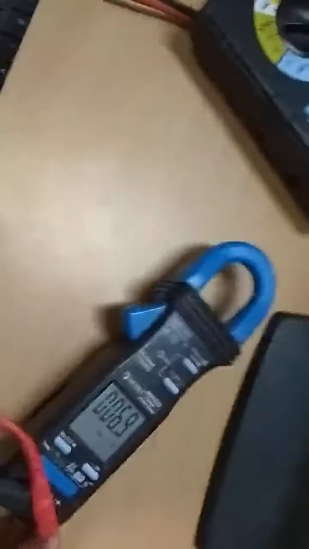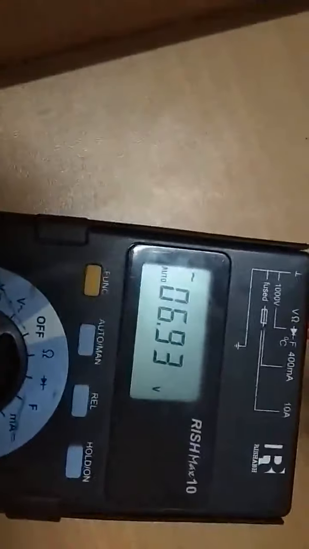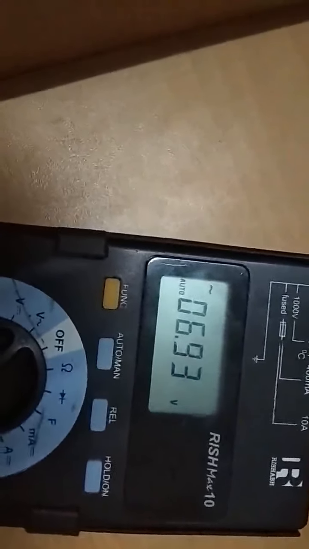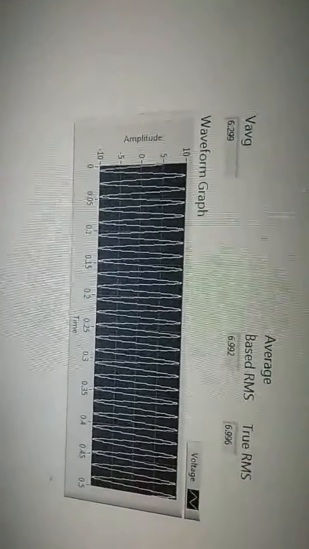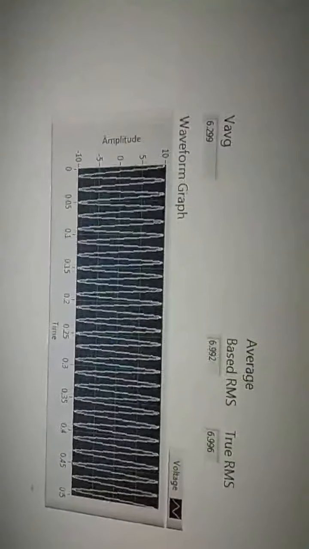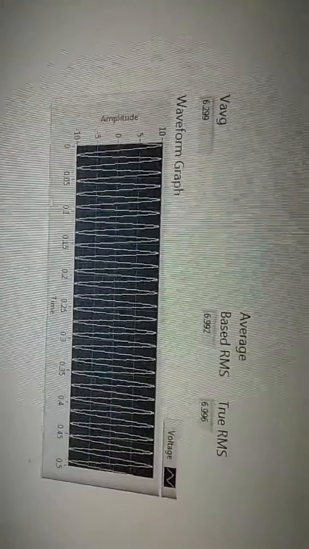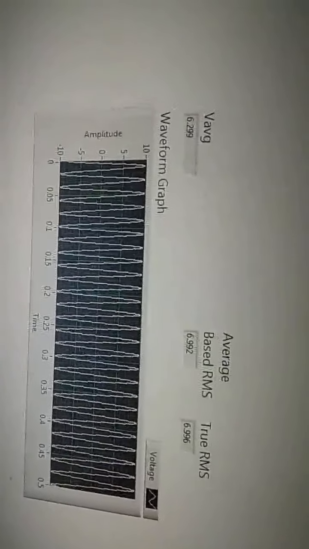If we measure that voltage in a true RMS meter, it is 6.9 volt, and in an averaging based RMS meter, it seems to be much more accurate, which is 6.93 volt. In accordance with these measurements, even in LabVIEW, we have average based RMS measurement as 6.992 volt, which is much more accurate, and true RMS value is 6.996.